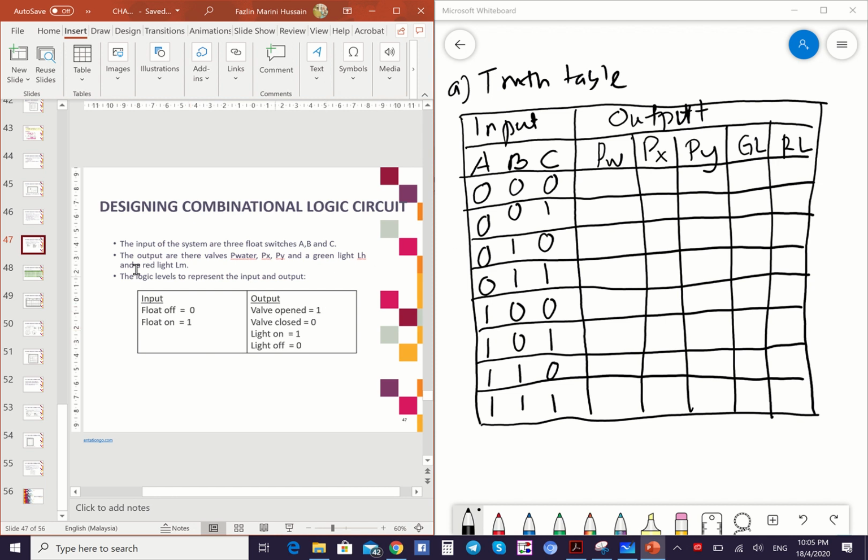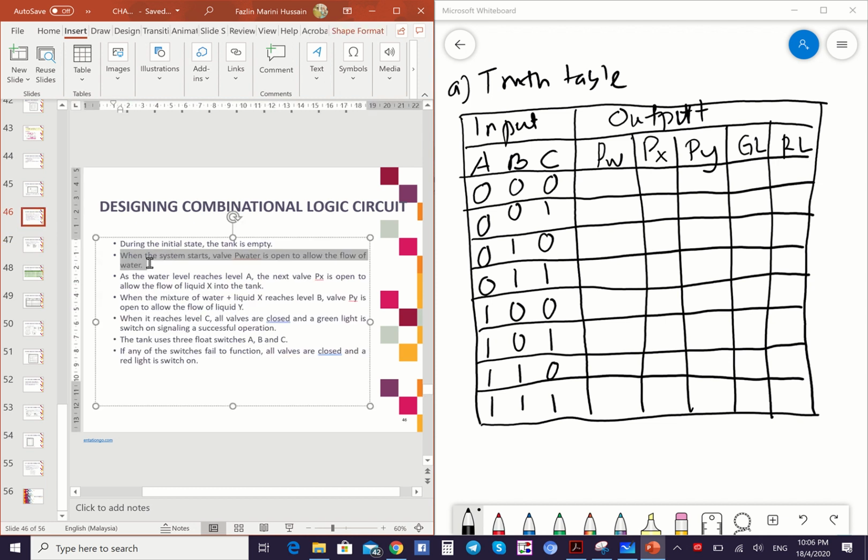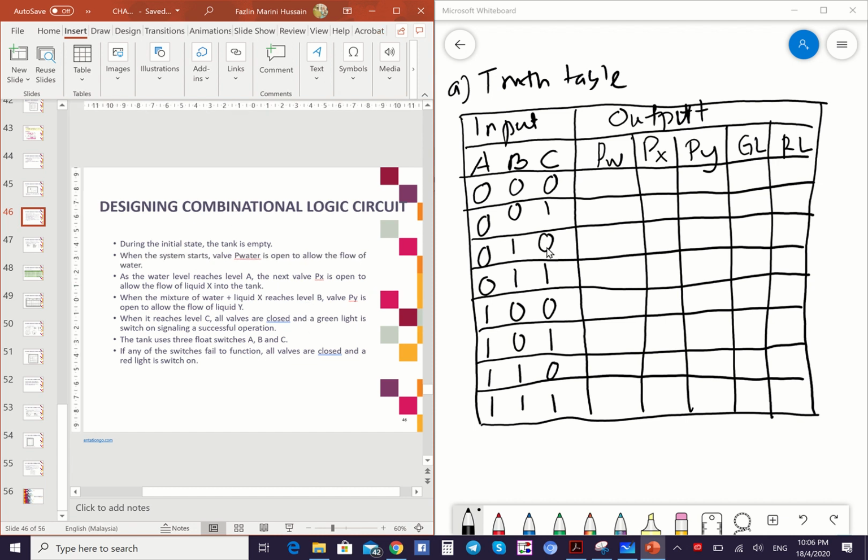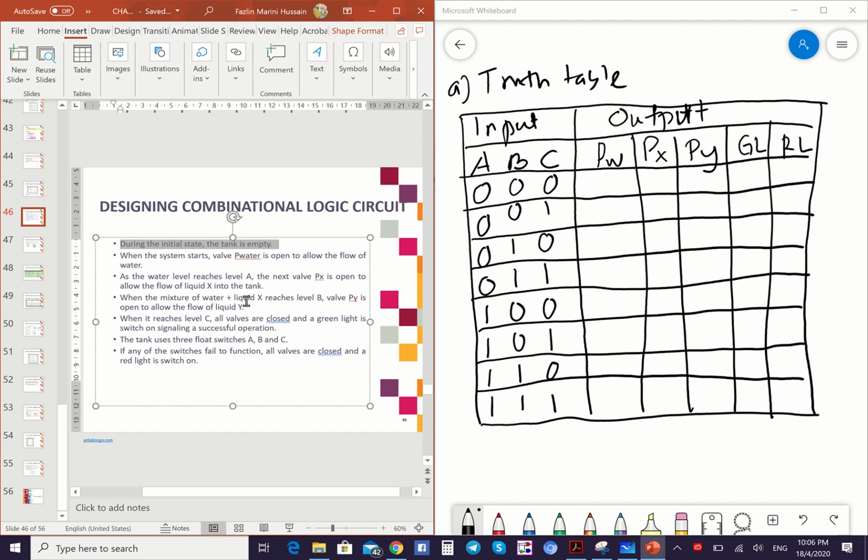For the first statement, when the system starts, valve P water is open to allow the flow of the water. Which combination shows the system is start? The first sentence said that during the initial state, the tank is empty. So tank is empty is this combination. This is start. What happened when the system is start? Valve P water is open, so just P water is open, and the other outputs will be 0.